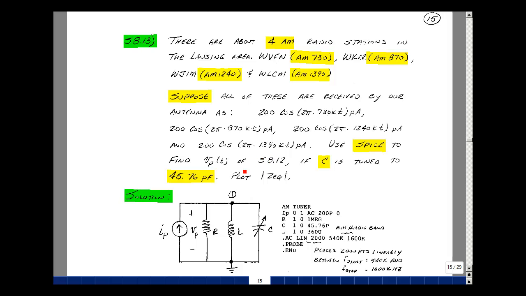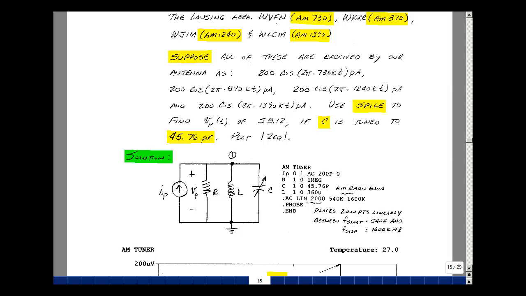Now let's use SPICE to find the voltage across the parallel combination of our AM tuner that we did in supplemental problem 812. We tuned the capacitor to receive AM 1240. Let's also plot the ratio of this phasor voltage to this phasor current, in other words, the input impedance of this parallel combination. As you recall, each SPICE file needs to have a title, so we'll call this AM tuner, and then a .end.